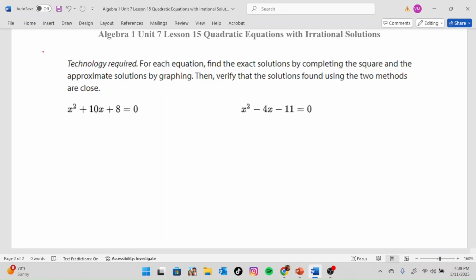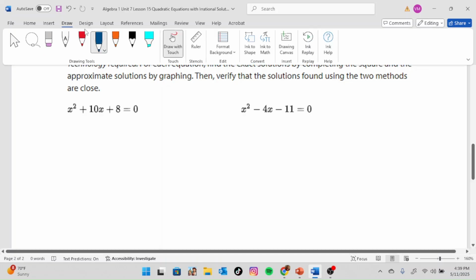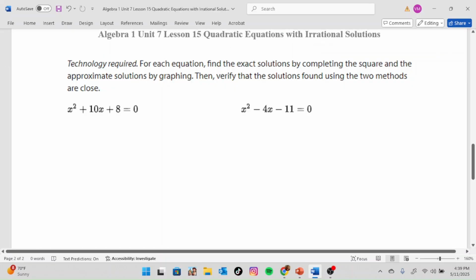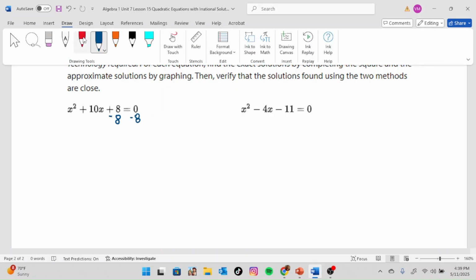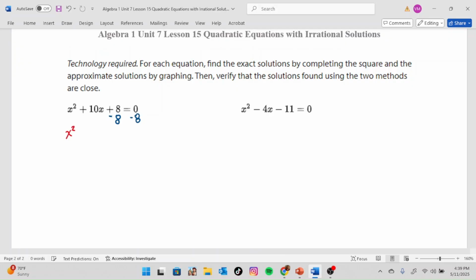So let's look at the standard form equation on the left. The very first step is to make sure that we only have ax squared plus bx on the left. So we need to subtract this 8 from both sides. That's going to give us x squared plus 10x equals -8.